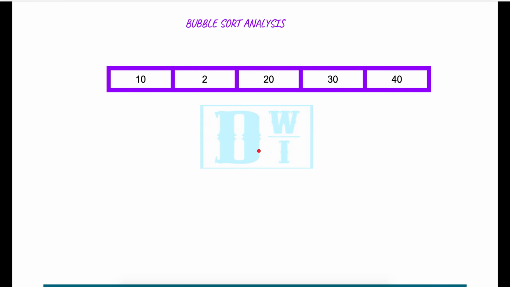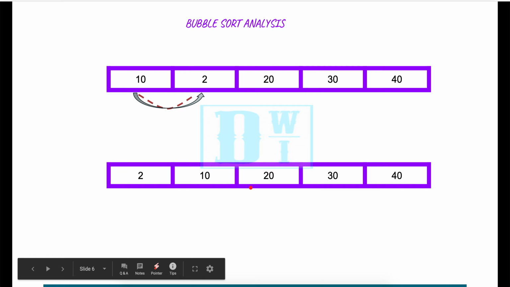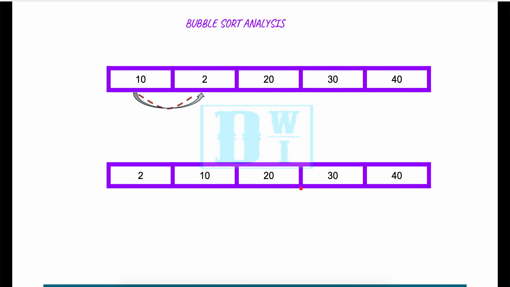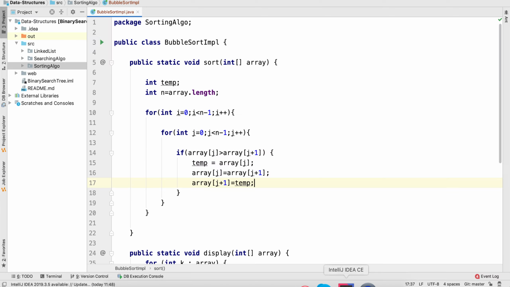And again in the pass 4, 10 and 2 gets compared and it gets swapped like this: 2, 10, 20, 30 and 40. And this 10 is not really required to get compared with 20, 30 and 40 since they are already sorted in ascending order. So at the end of pass 4, we will be having an array which is in sorted order. So by this I mean that the comparisons are not really required with the elements which are already sorted in ascending order. So all you need to do is just make this change here, n minus 1 minus i.